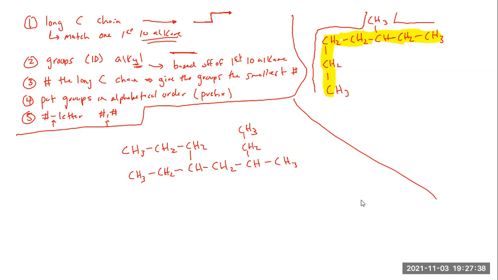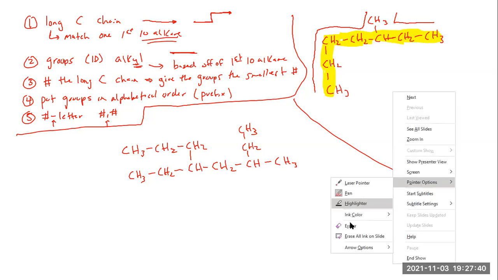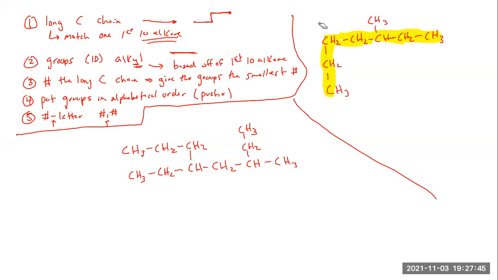You could go up, you could go down. The only thing you cannot do is backtrack. And that's why when I got to the end here, I was all good. I could continue back down and it would all still be a continuous carbon chain, even though it's drawn like that. Any questions on that so far?